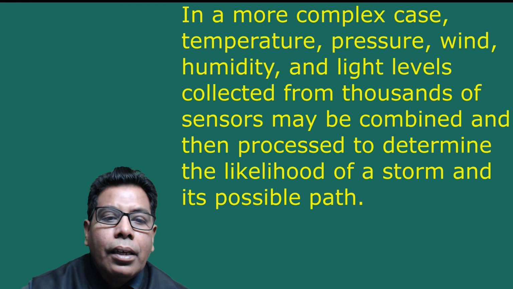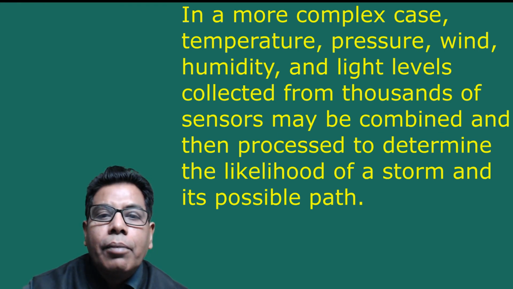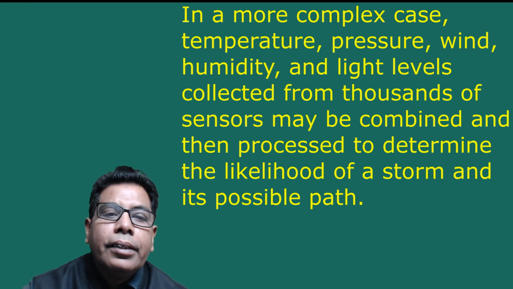At a very basic level, a dashboard can display an alarm when a weight sensor detects that a shelf is empty in a store. In a more complex case, temperature, pressure, wind, humidity, and light levels collected from thousands of sensors may be combined and then processed to determine the likelihood of a storm and its possible path. In this case, the data processing can be very complex and may combine multiple changing values over complex algorithms.